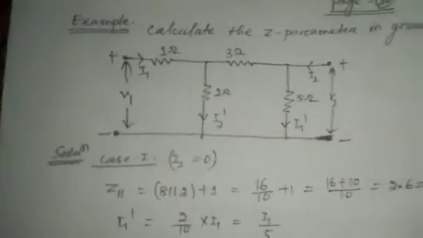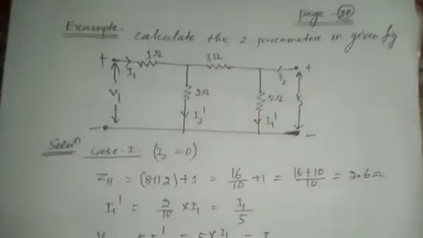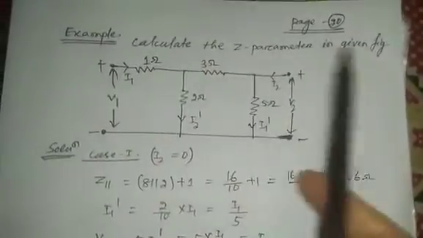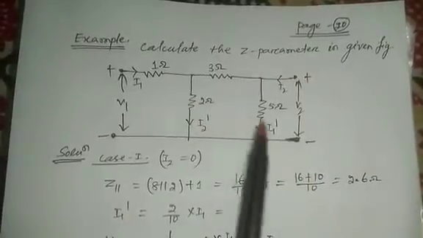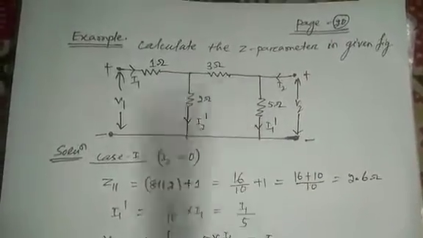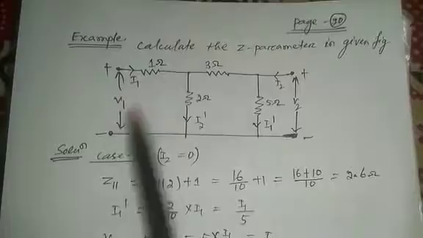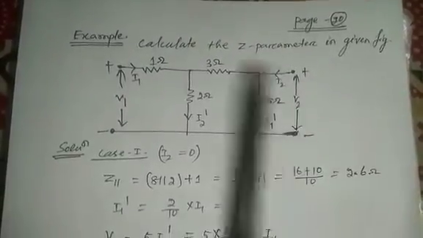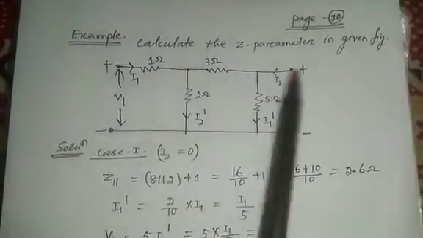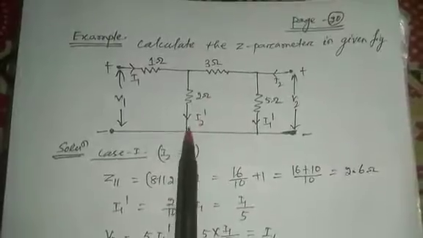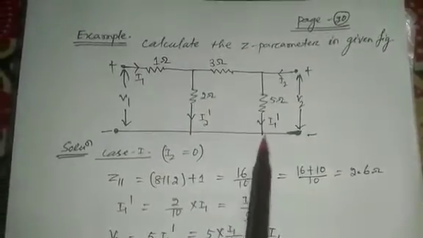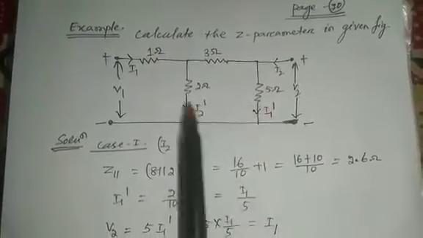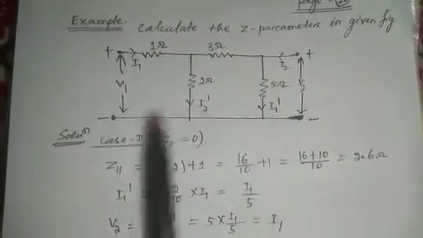Now you see another nice example, a solved problem. Calculate the Z parameter for the given network. You see here 1 ohm, here 2 ohm, here 3 ohm, here 5 ohm, connected in this way. You take the input voltage V1 and output port voltage V2, and here current is I1 and here is current I2. In this path the current is I2 dash, and here the current is I1 dash, for easier calculation.